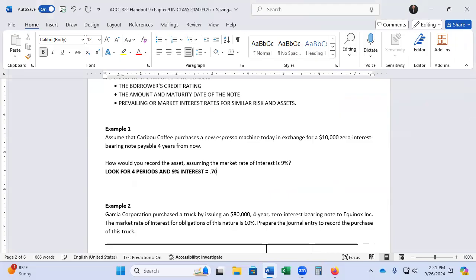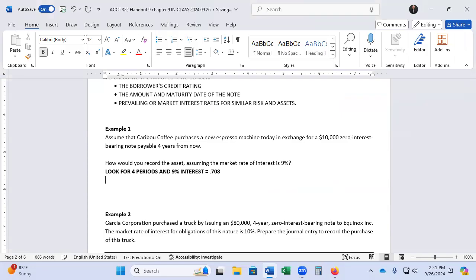So that is equal to 0.708. And then we multiply 0.708 by the 10,000 to get the present value. And so 7,080, I think, is what that is.